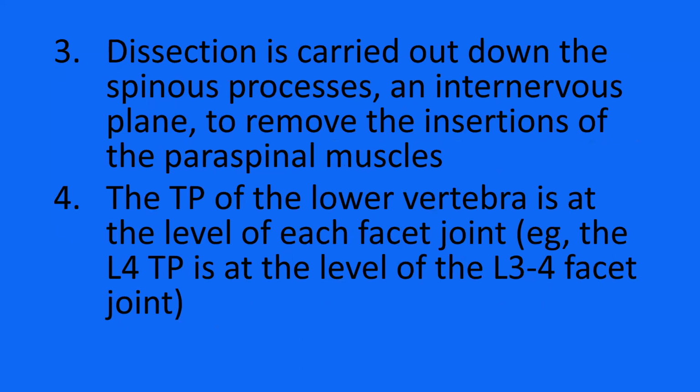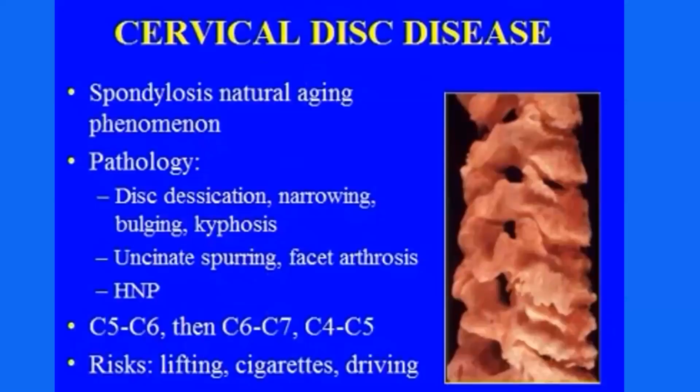Dissection is carried out down the spinous process and internervous plane to remove the insertions of the paraspinal muscles. The transverse process of the lower lumbar vertebra is at the level of each facet joint. I'm not going to go through this because this is too advanced.